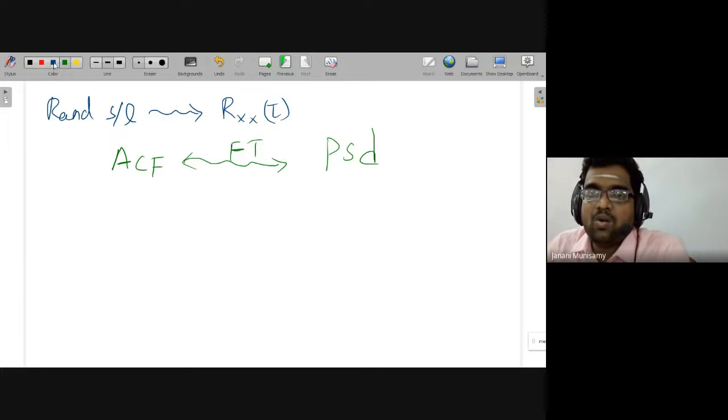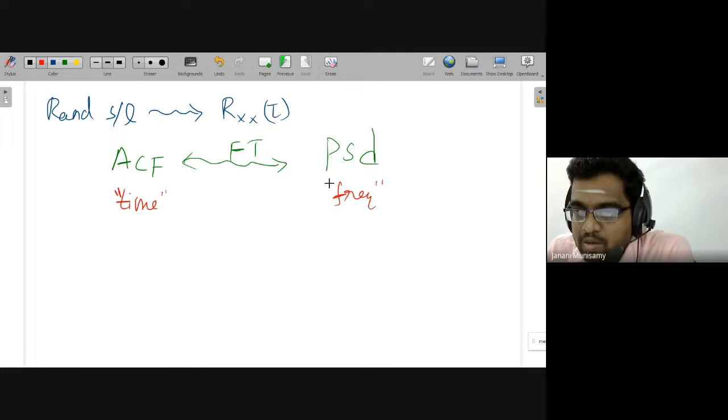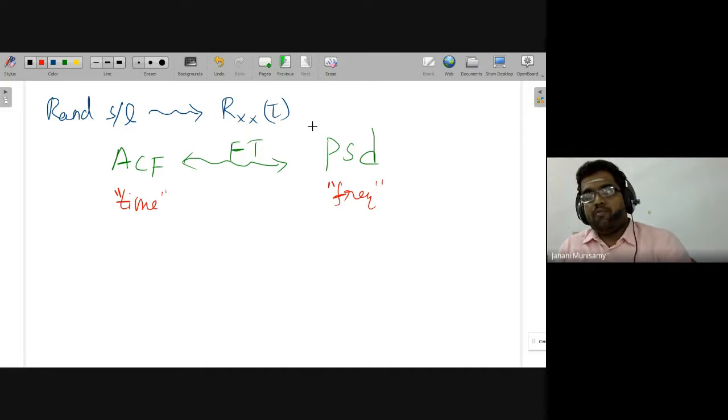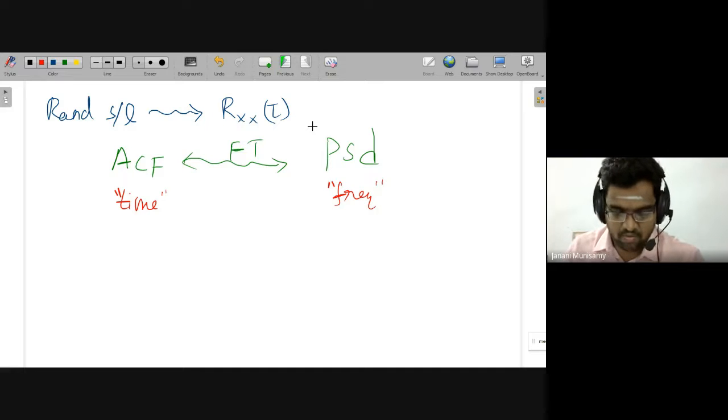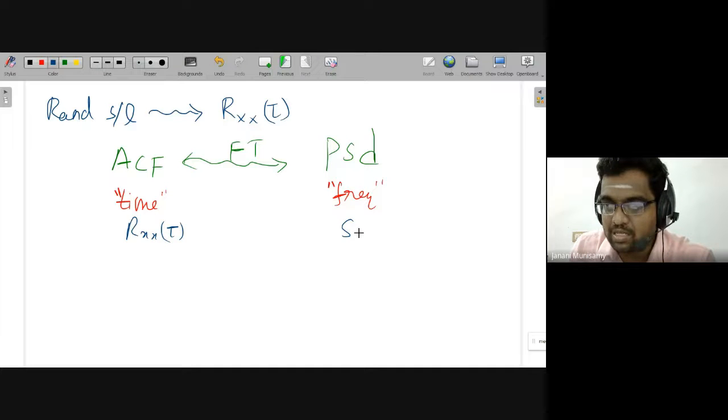You know that the autocorrelation function is in the time domain, that means the tau domain. Power spectral density will be in the frequency domain. You know that the Fourier transform will convert the time domain into the frequency domain, and also you know the basic Fourier transform formula. Also you know the notation for the autocorrelation function, that is Rxx of tau. Then for power spectral density, which I have just defined, that is S of f, we are writing the power spectral density for a random signal x of t.